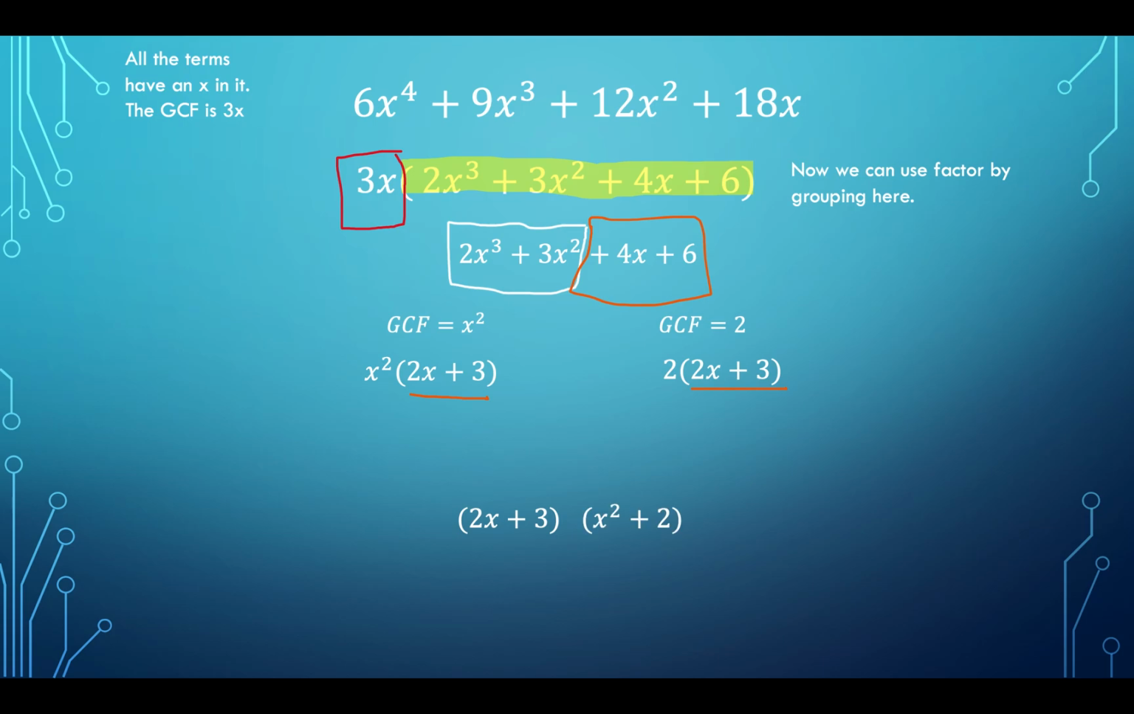And then remember, I told you we have that 3x at the top. We have to put it down with the final answer at the bottom, because once again, if we FOIL this, we get what's in yellow, and then we take that answer and multiply it by 3x to get this back in the end. So your final answer is 3x times 2x plus 3 times x squared plus 2.